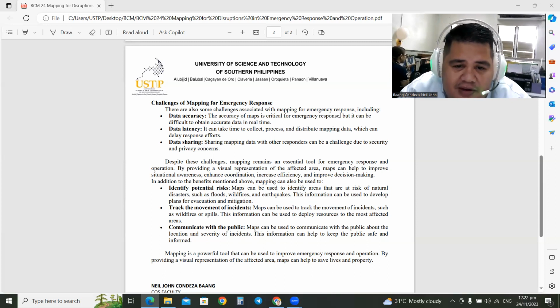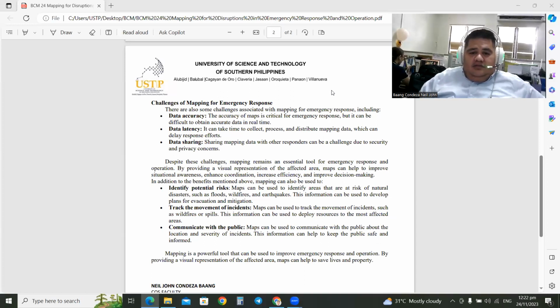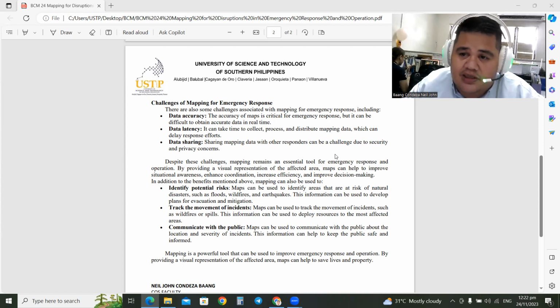Then challenges for mapping in emergency response. Number one, data accuracy. Data accuracy of maps is critical for emergency response, but it can also be difficult to obtain accurate data in real time, especially if your maps don't have the right coordinates, right? Or you have maps with coordinates, but you lack the GPS, right?